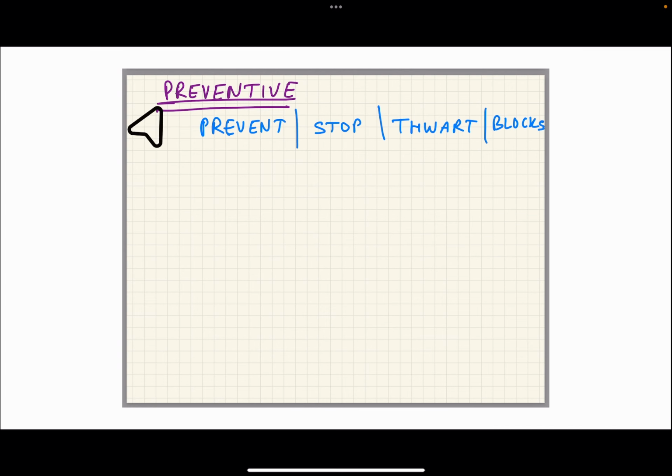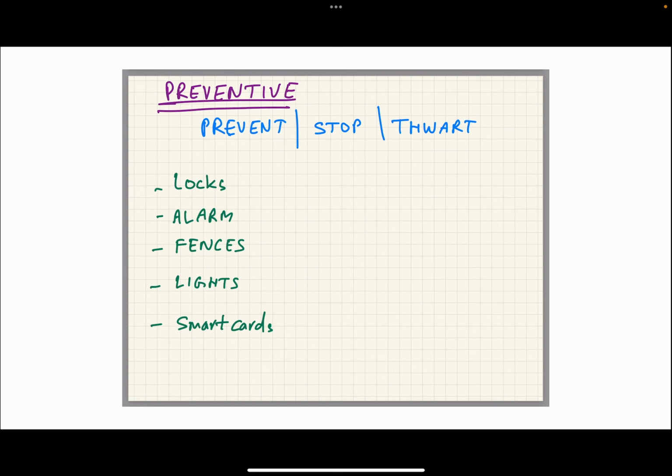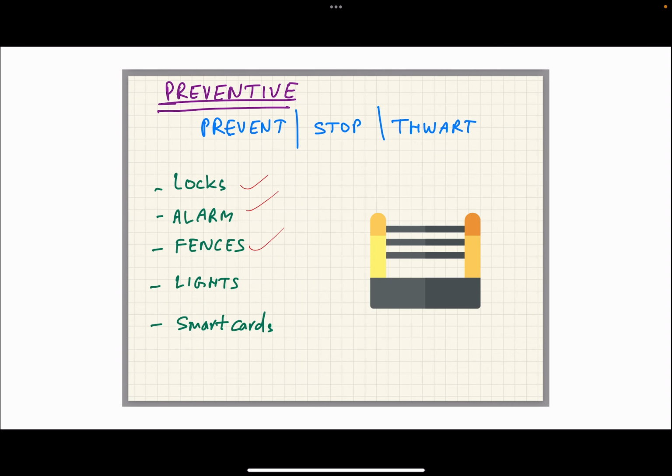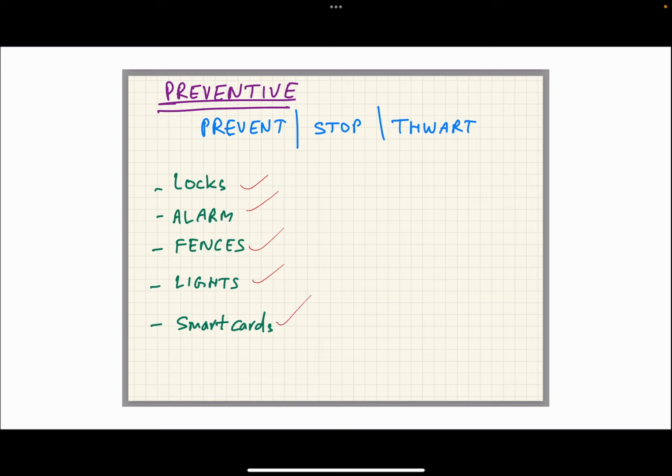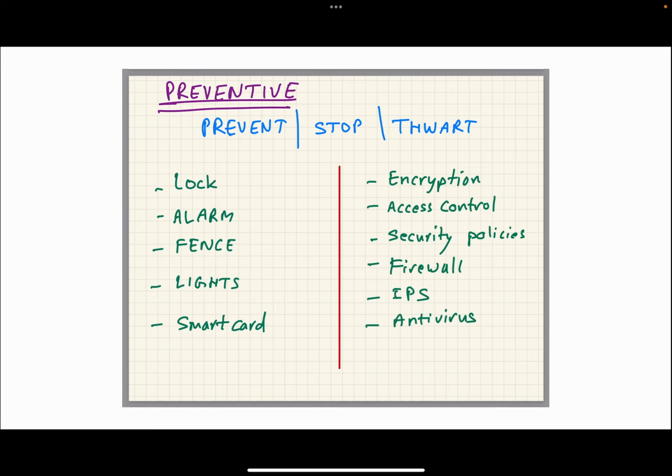Next type of control is preventive control, something that prevents or stops or blocks something. So something that prevents something from happening is an example of preventive control. Examples in the physical world: your locks, alarms, fences, lights, your smart cards. These are examples of preventive control. So if there are locks or alarms or fences, a thief might not dare to come into your house or maybe think twice before he tries to do it, right? So that's where preventive control comes into play.